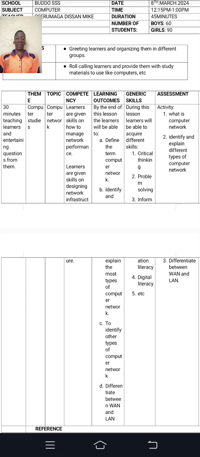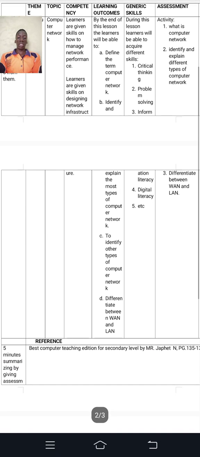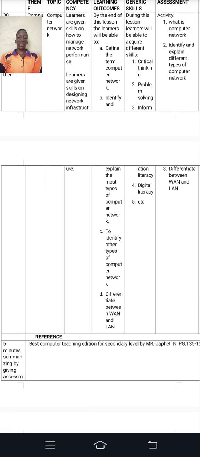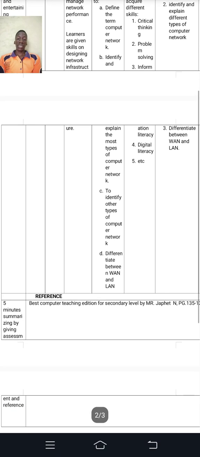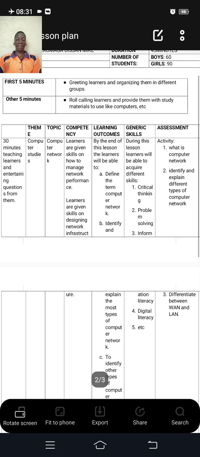Then learning outcomes. Here learners are expected that each of the learners at the end of this lesson will be able to, part A, define the term computer network. B, identify and explain the most types of computer network. C, identify other types of computer network. Then lastly, differentiate between WAN and LAN.